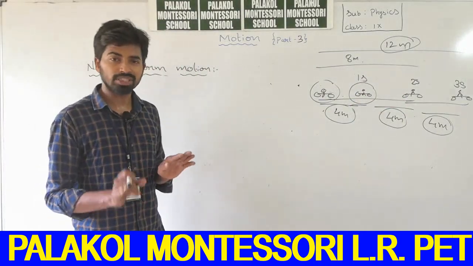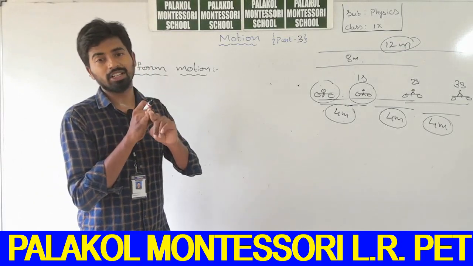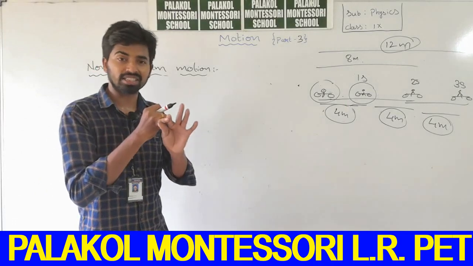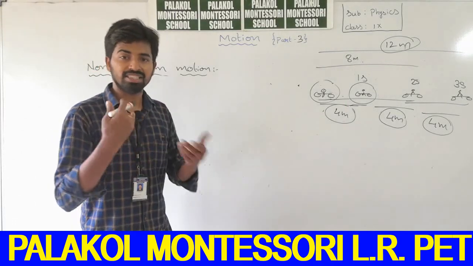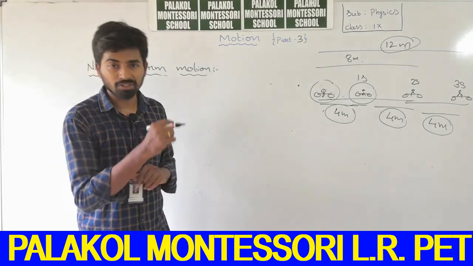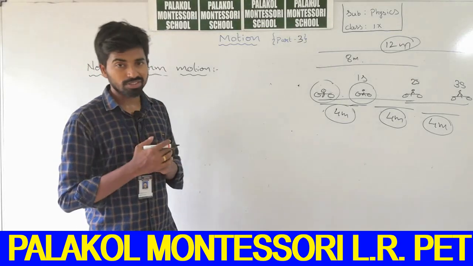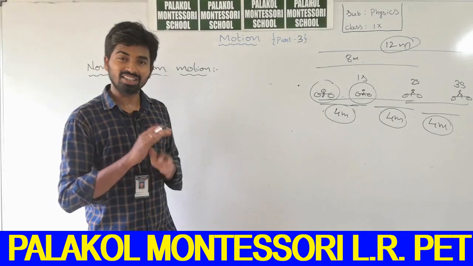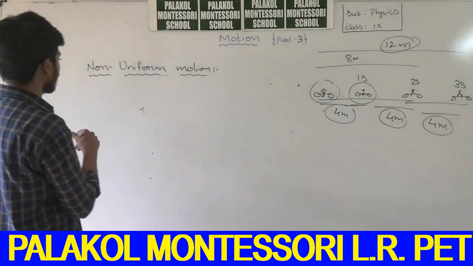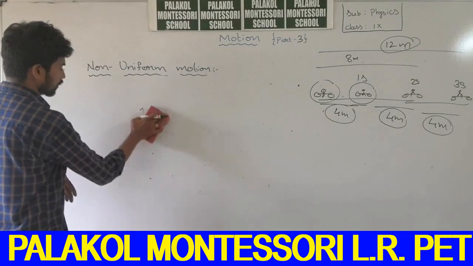In uniform motion, velocity is constant. What is meant by velocity? It has some magnitude and direction. If the direction changes, then it cannot be called uniform velocity. If the direction of the velocity is changing, then it cannot be called uniform motion. So, let us discuss some examples of non-uniform motion.